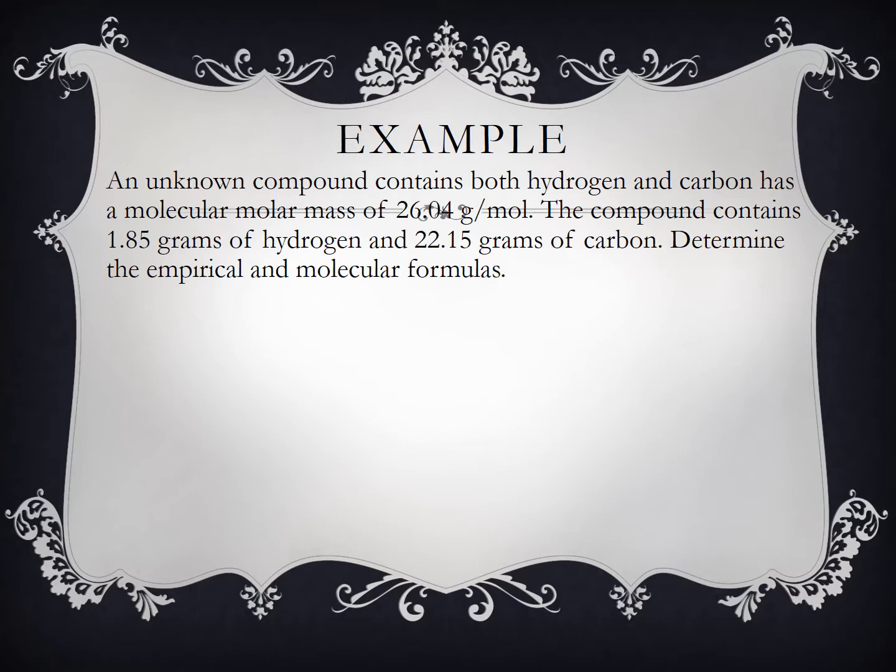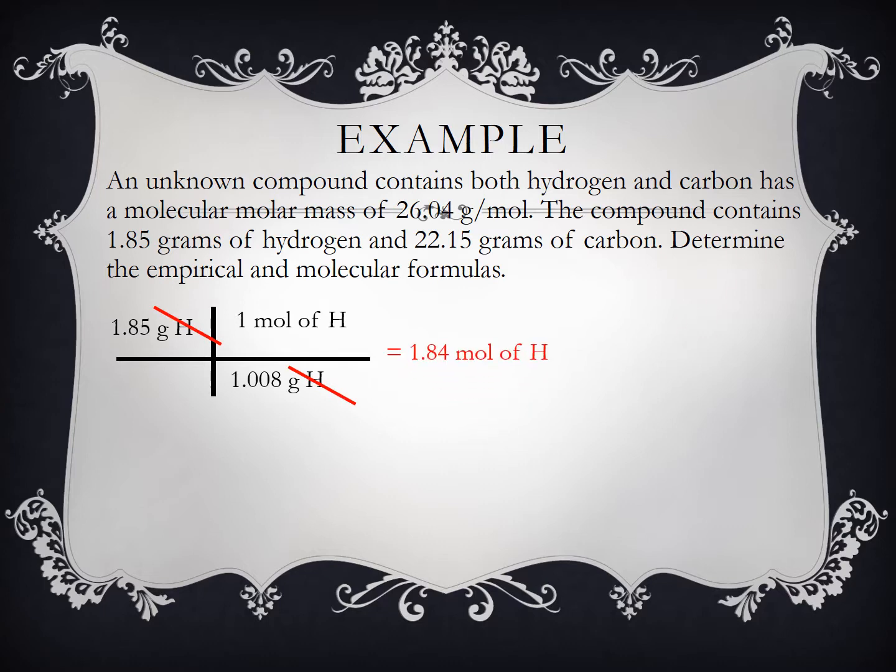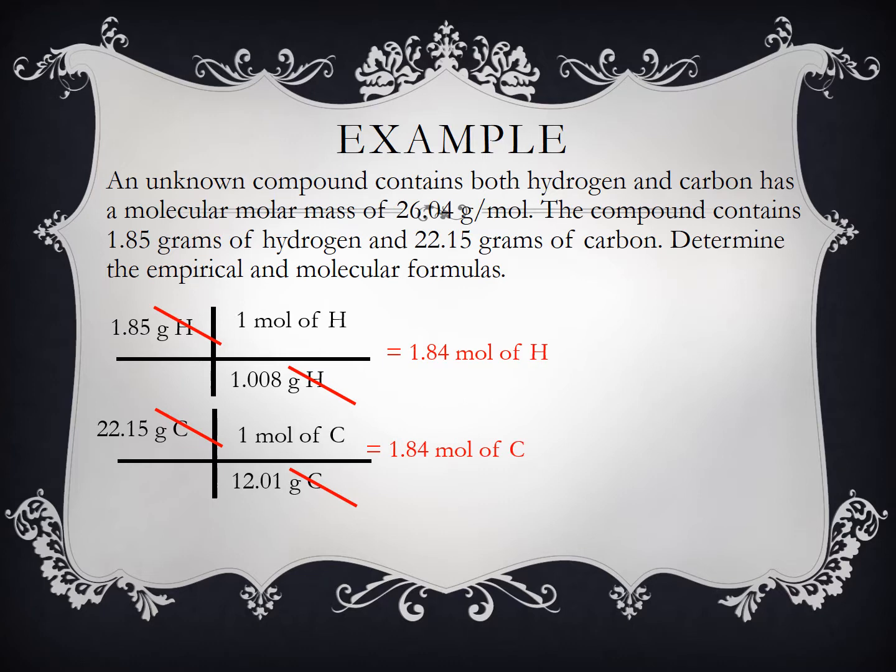Alright, so we have a hydrocarbon, 26 grams per mole. It contains 1.58 grams of hydrogen and 22.15 grams of carbon. What's the empirical and molecular formulas? So we have to find the empirical first. So we do hydrogen. 1.85 divided by 1 gives us 1.84 moles of H. And then 22.15 grams of carbon divided by 12 gives us 1.84 moles of carbon.